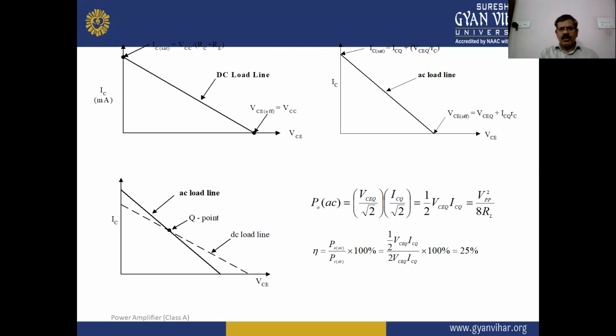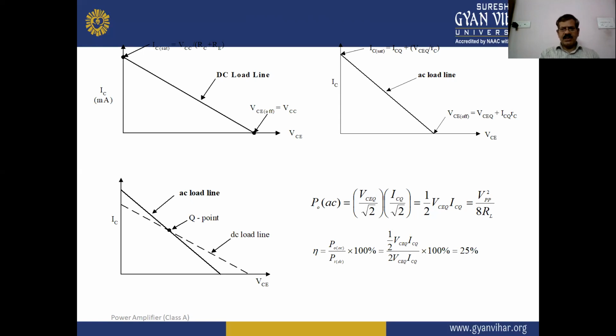equal to VCEQ upon root 2 multiplied by ICQ upon root 2. So this will be equal to 1 upon 2 VCEQ into ICQ, equal to VPP square upon 8 RL.